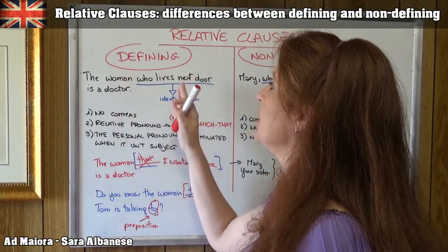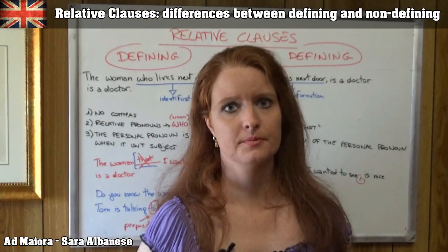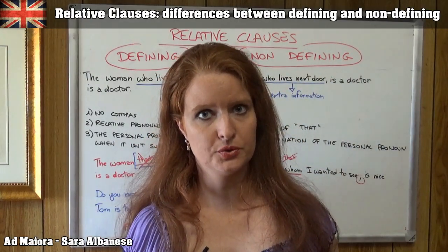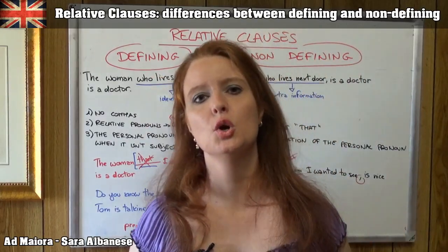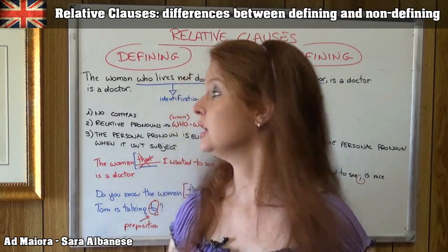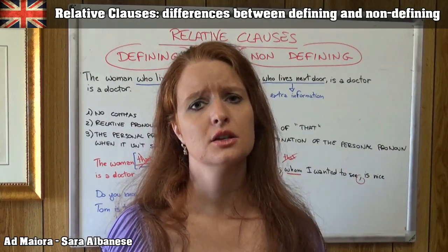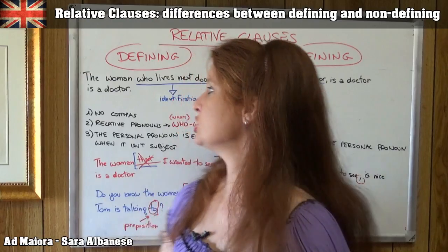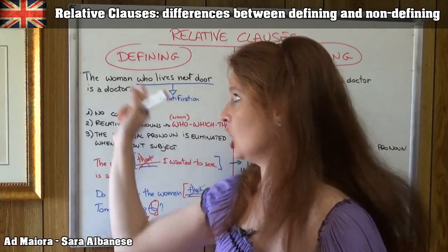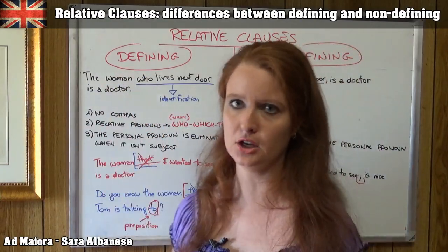So, the woman who lives next door is a doctor. Okay, the woman is a doctor is the main clause. Who lives next door is the relative clause. So, is this relative clause necessary to identify the woman? Yes, it is, definitely. Because if I say the woman is a doctor, I won't be able to understand who I'm talking about. Okay, so it is absolutely necessary for the identification of the element I'm talking about in the sentence before. And the sentence before, in this case, not always, in this case is the main clause.